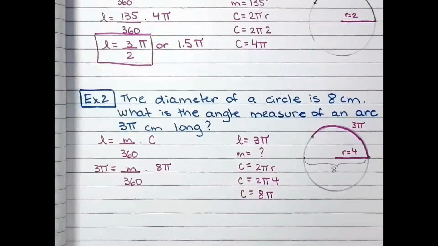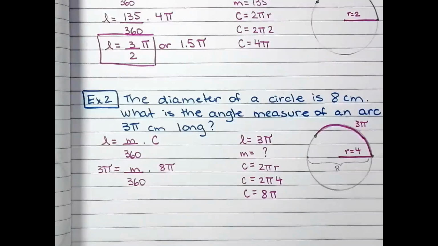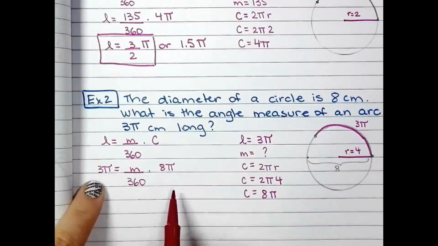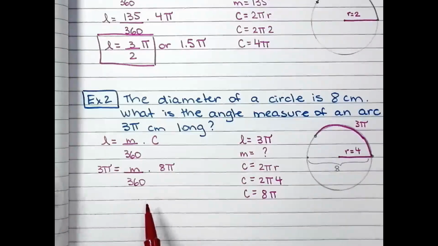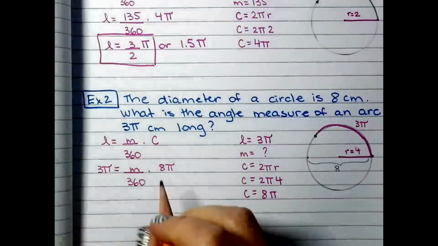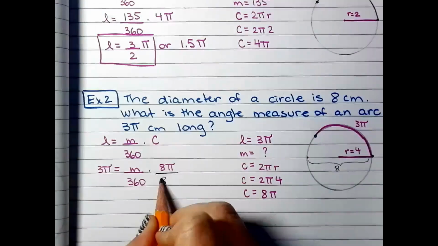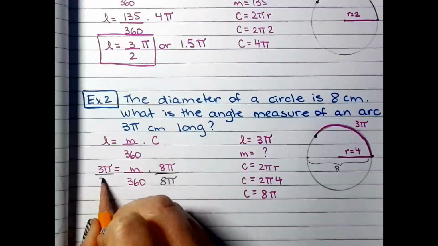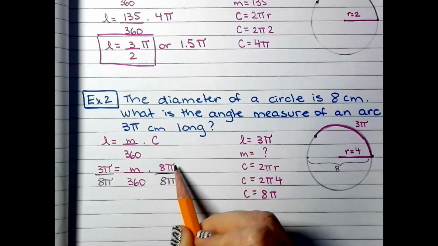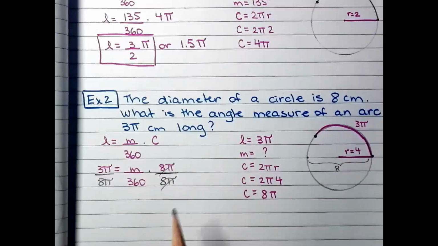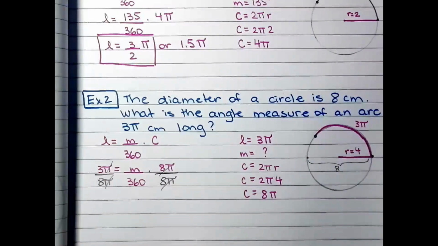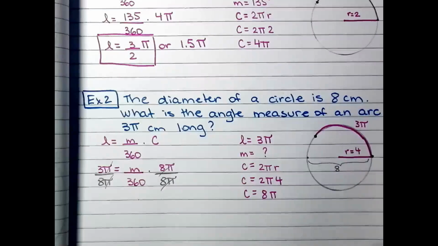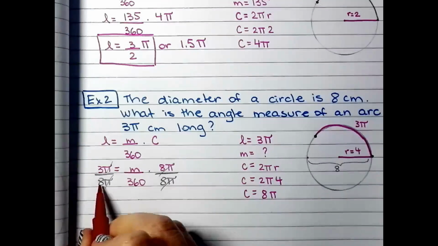You have different ways to go about this. If you want to go ahead and divide both sides by 8 pi, you can do that and do the 360 later. But whatever you decide, you can just stick to it. That way you don't get confused next time. So I will divide both sides by 8 pi. When I divide right here, I get 1. And when I divide right here, pi divided by pi, it's also 1. So right here, I have 3 over 8.